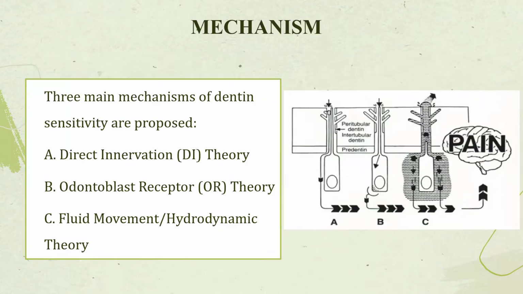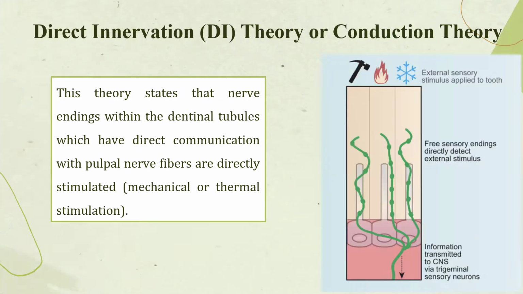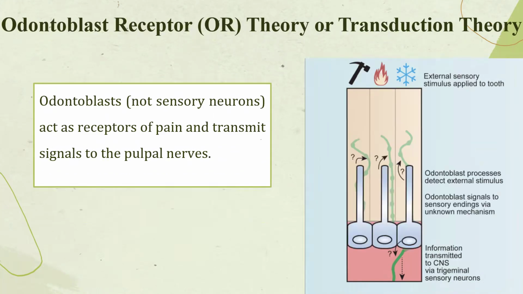Mechanism of dental hypersensitivity: there are mainly three mechanisms or three theories. First one is direct innervation theory, odontoblast receptor theory, and fluid movement or hydrodynamic theory. Direct innervation theory or conduction theory states that nerve endings within the dentinal tubules, which have direct communication with pulp nerve fibers, are directly stimulated, which results in dental hypersensitivity.